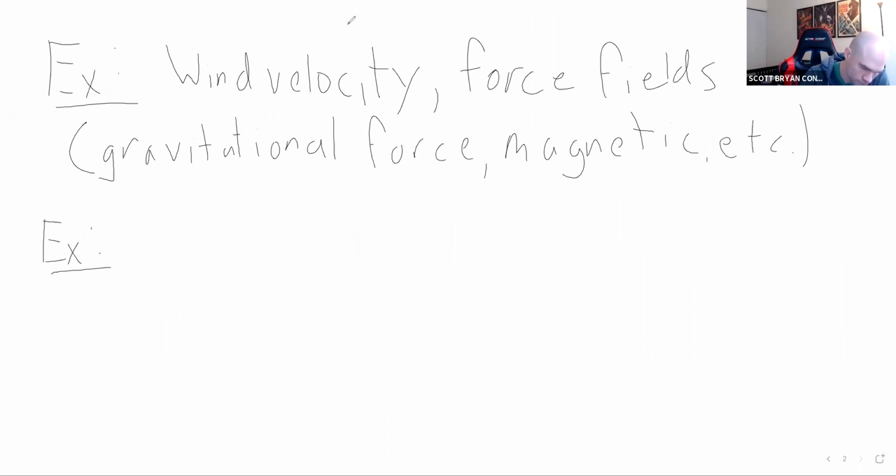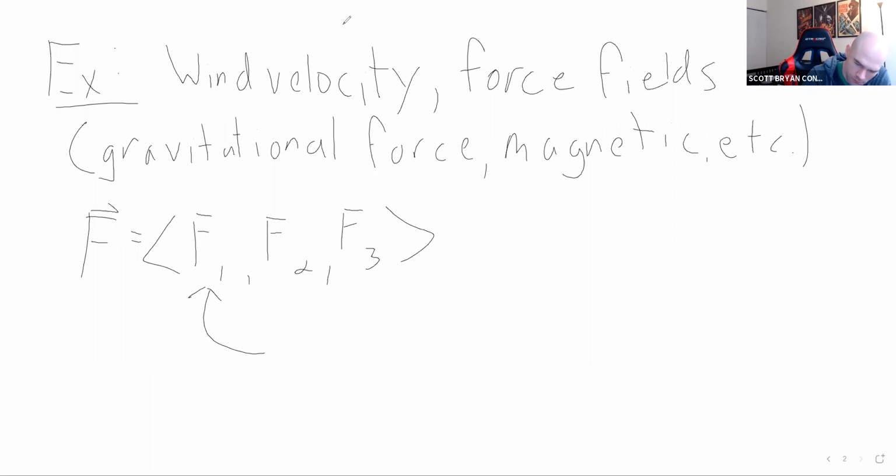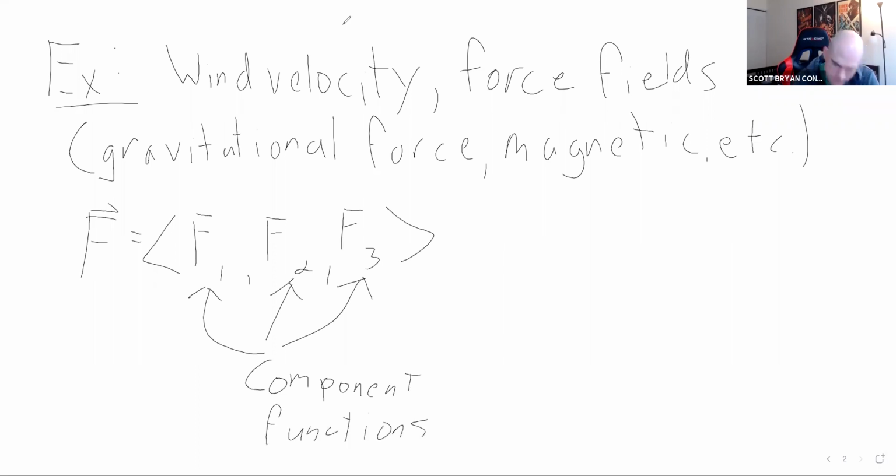So for example, let me just write that down. So we can use a shorthand, get rid of the x, y, z. But our vector field F, the component functions, each of these are the component functions, F1, F2, and F3. Or if we're on R2, F1, F2. And capital F is our vector field.